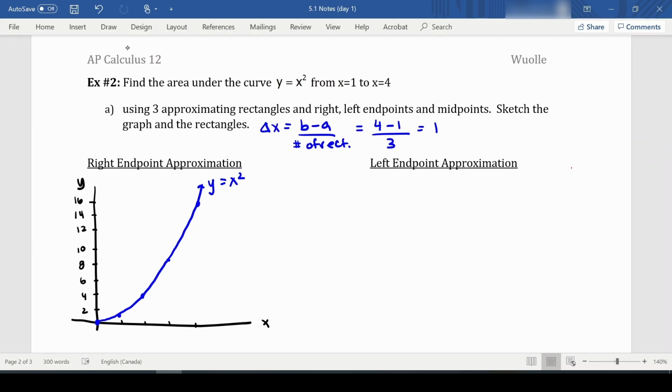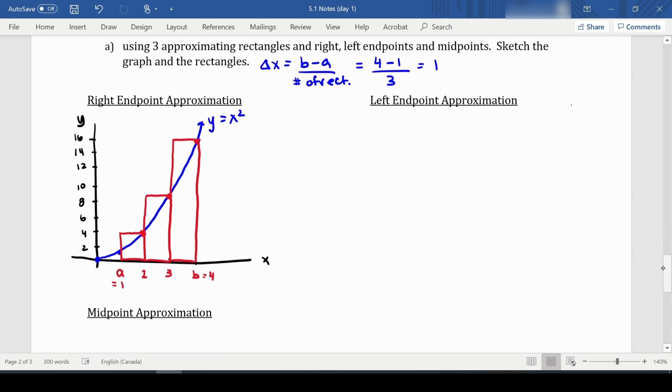Now, a right endpoint means that if this is my a and this is my b, I'm going to have the right side of my rectangle touching the curve. So my width of my rectangle is 1. My height of my rectangle will need to be over here at the x value of 2. And so my rectangle is going to be drawn in like this. My next one, my width is 1, and my top right corner is going to land on my curve like this. And then a width of 1, and my top right corner will land on my curve.